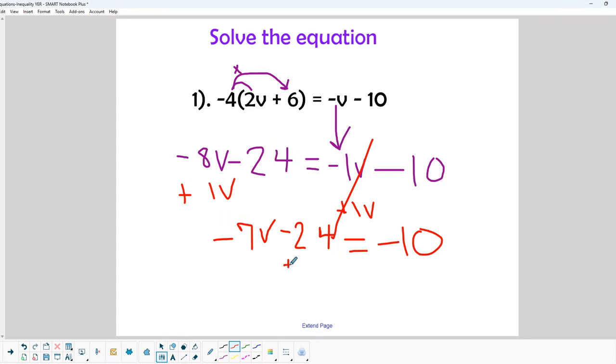Now we're going to add 24 to both sides. So we're going to add something to both sides like we mentioned in our steps earlier. And when we do that, we end up with -7v equals, and -10 plus 24 is 14. So to finish this off, all we have to do is divide both sides by -7, and our final v value is -2.